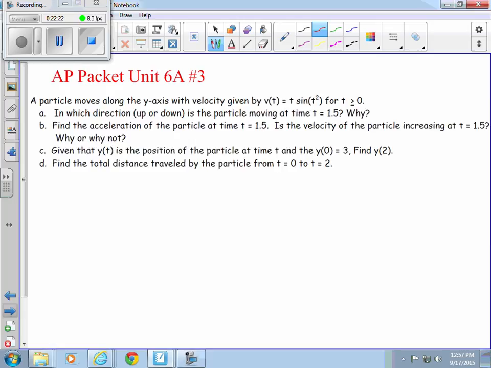Okay. In which direction is the particle moving at time t equals 1.5? How would you find that? Plug it in. Why? Y'all pay attention. We just want to know, is that positive or negative? Correct?